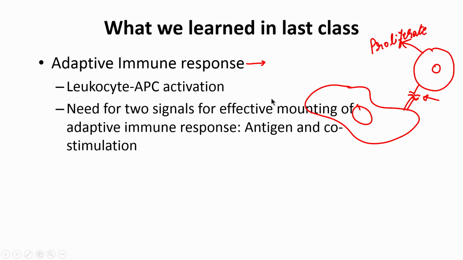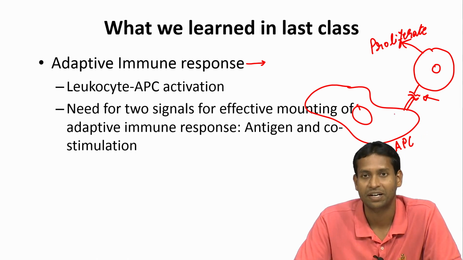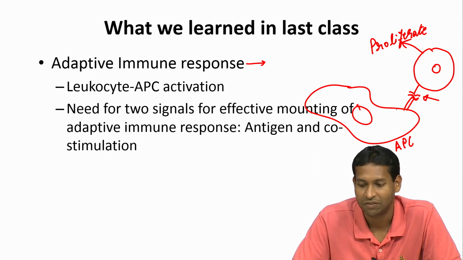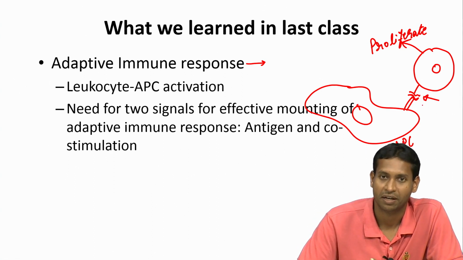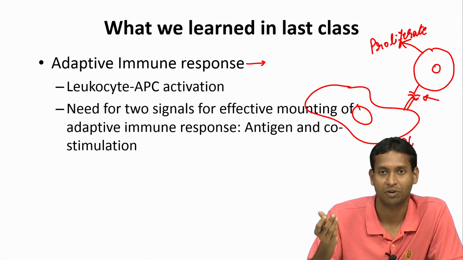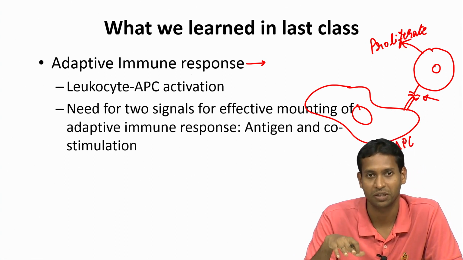And then we discussed that this activation actually requires two signals. So, just the antigen signal is not enough. If you only give the antigen signal, then if the APC, which is the antigen presenting cell, is not activated, these cells will think that this is a self antigen, maybe an antigen from the dendritic cell itself. That would lead to a tolerogenic response. So, instead of getting an enhanced immune response, you will actually have a suppressed immune response.